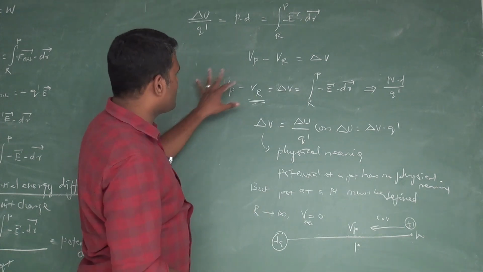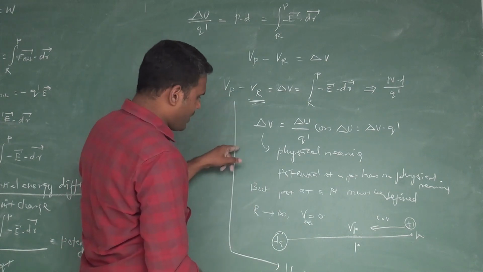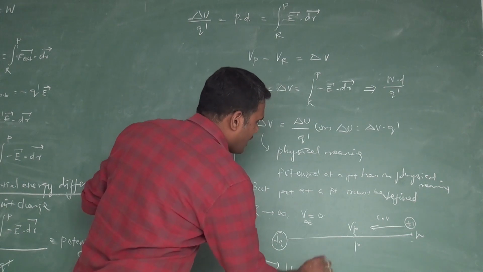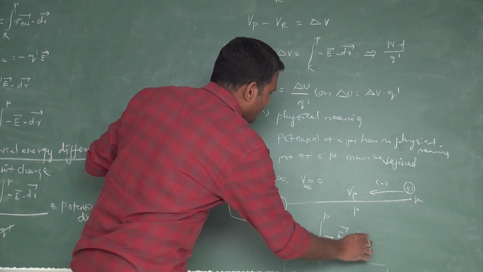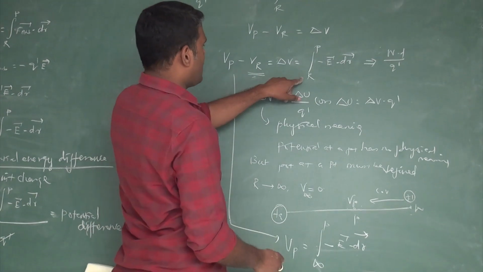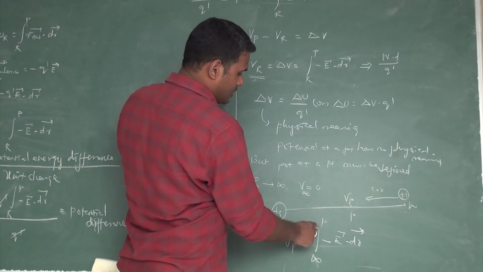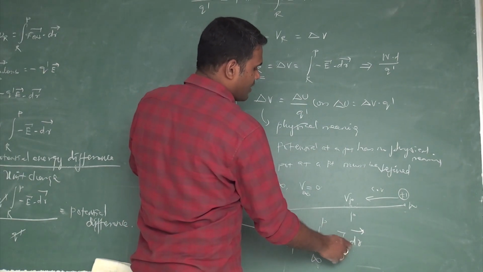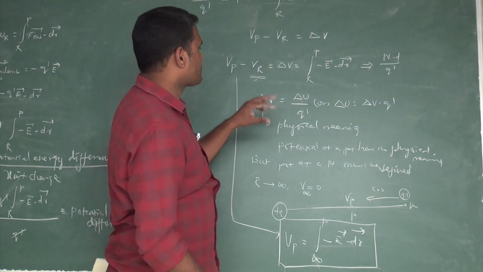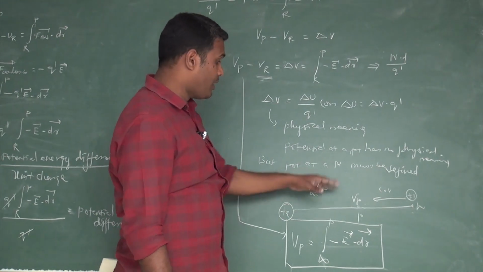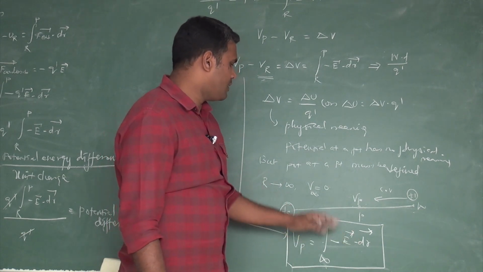So if Vr goes to 0, then we can simply get the expression, as Vr is 0. So Vp alone will exist. Vp equals integral from infinity to P of minus E vector dot dr vector, because R is at infinity, where the potential is 0. This expression will give you the potential at a point due to a source charge.